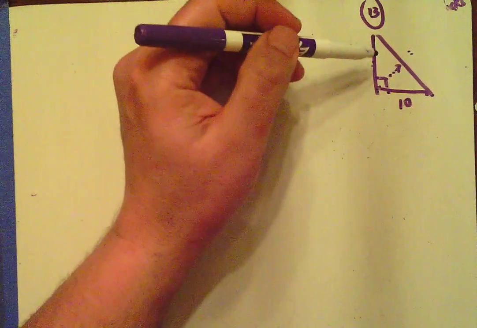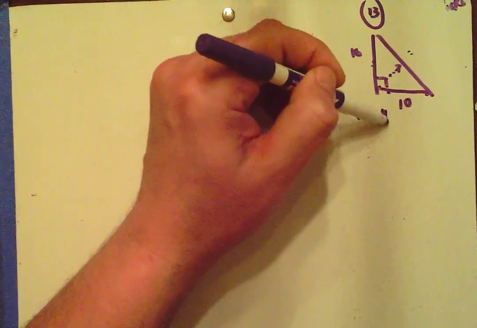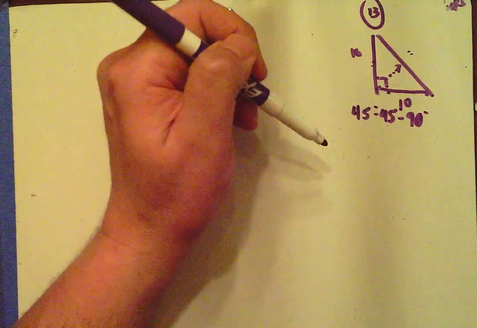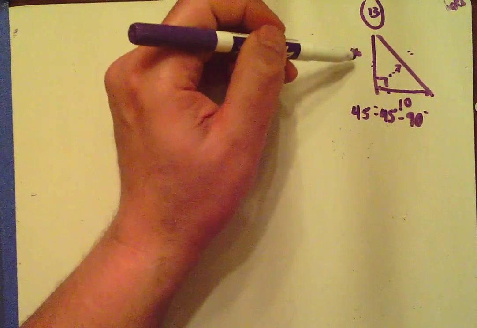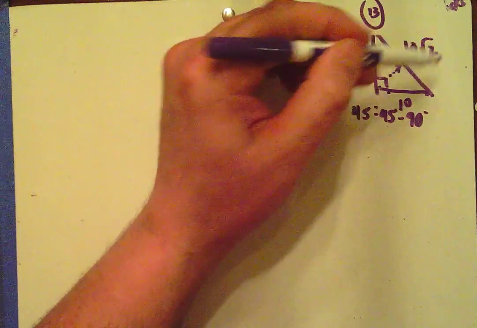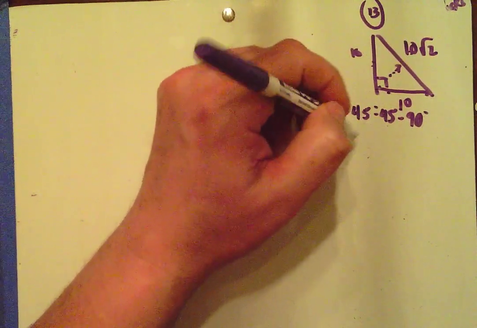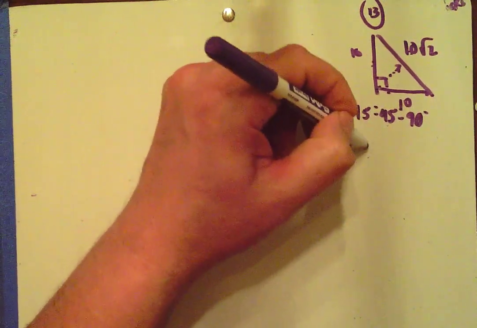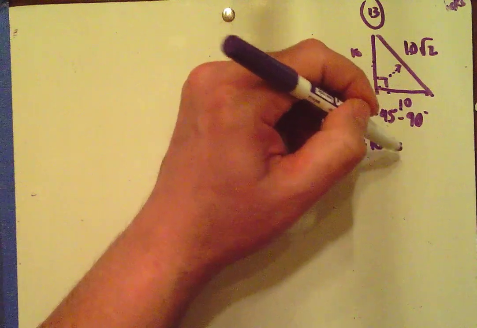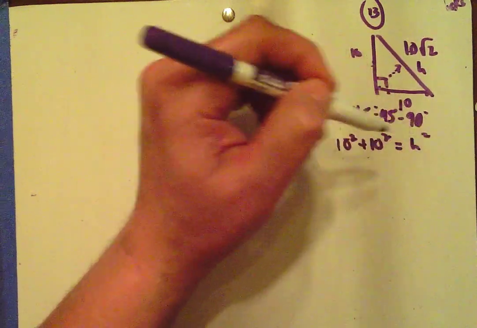And, you know, if I'm comfortable with my 45-45-90 right triangle shortcuts where I multiply the leg by root 2 to get the hypotenuse, I could be done pretty quick. If I'm not, I can always use the Pythagorean theorem and say 10 squared plus 10 squared, that's a squared plus b squared equals c squared, our hypotenuse.